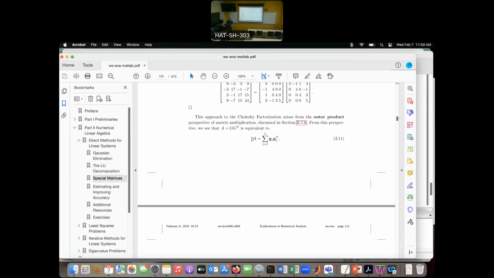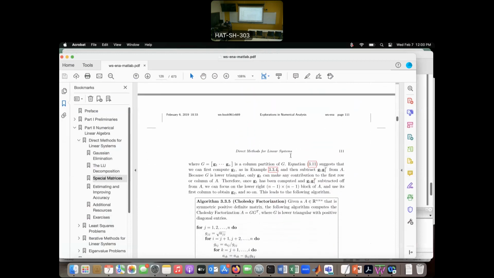In general, a matrix product can be written as a sum of outer products, where the vector on the left is a column of the first matrix you're multiplying, and the vector that's being transposed is a row of the second matrix in your product. So this viewpoint gives another way to derive the Cholesky factorization, and that's what leads to the algorithm that's here in the text.